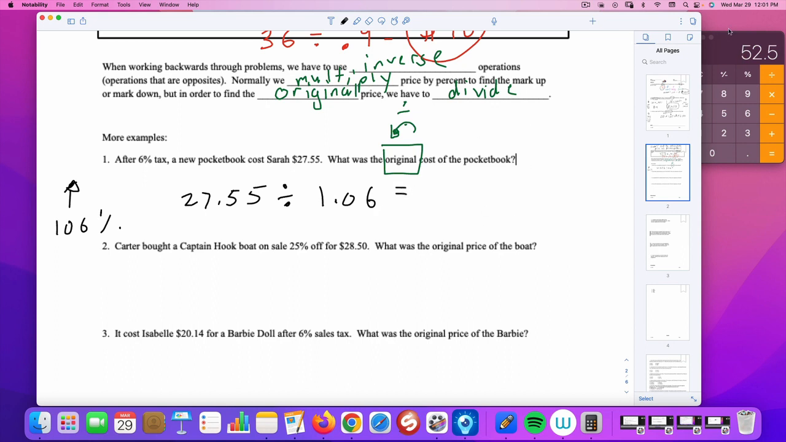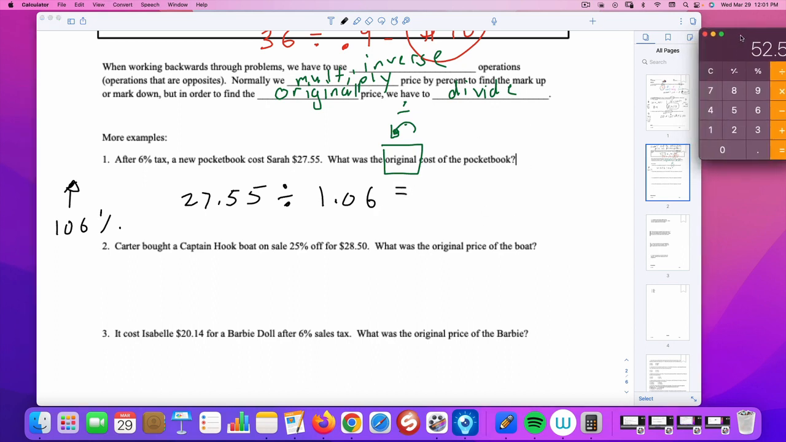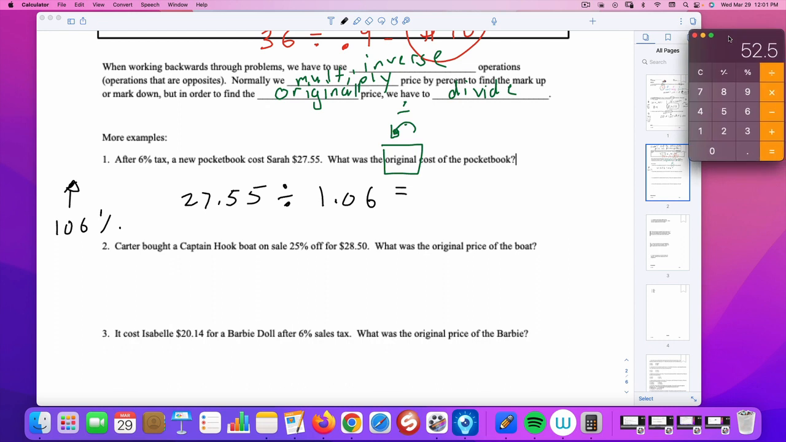Plug it in. What is it? Silent hands. 27.55 divided by 1.06. 25.99 is the answer. This original pocketbook was cheaper, and then they added tax onto it. This is the answer.